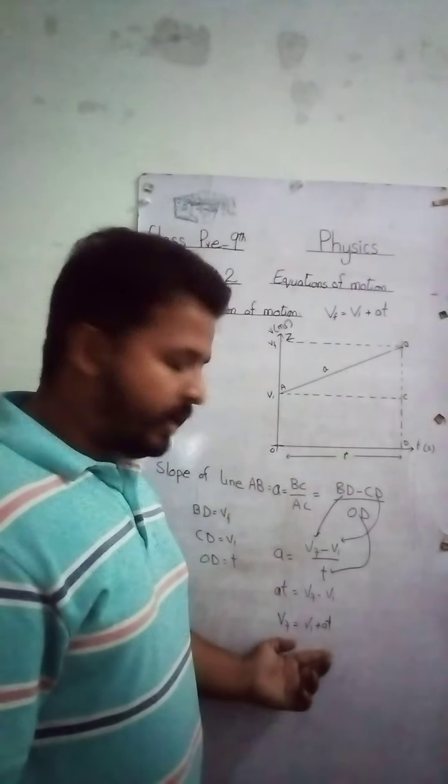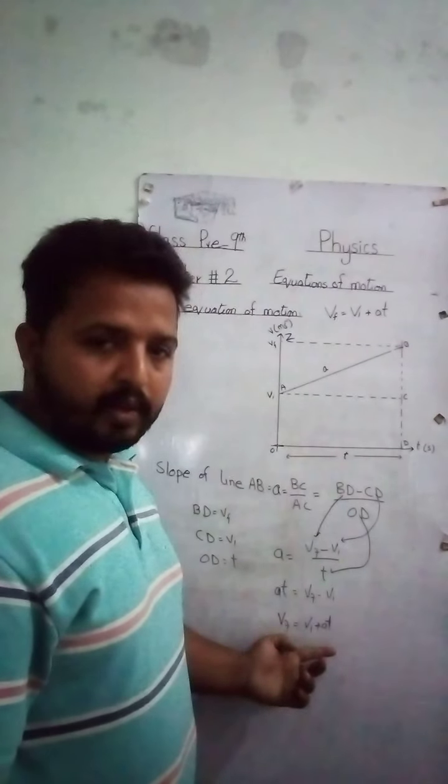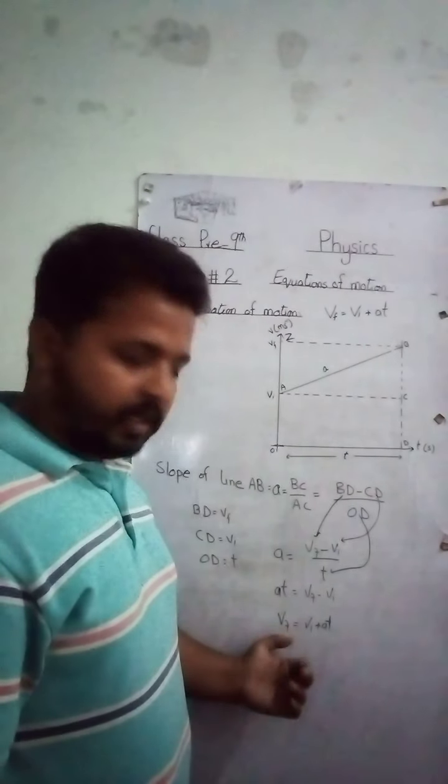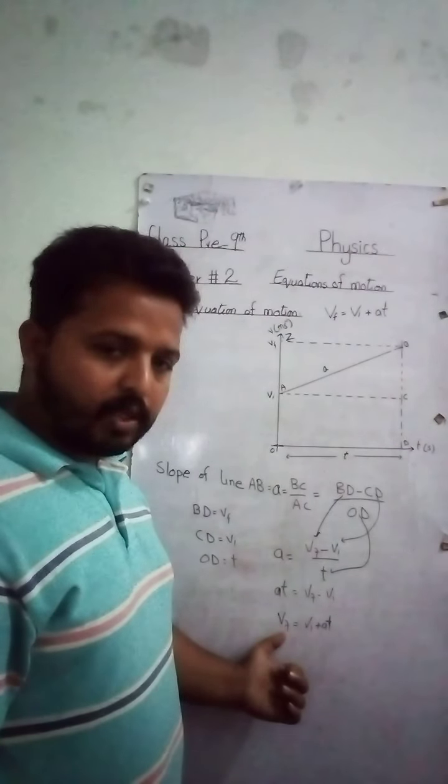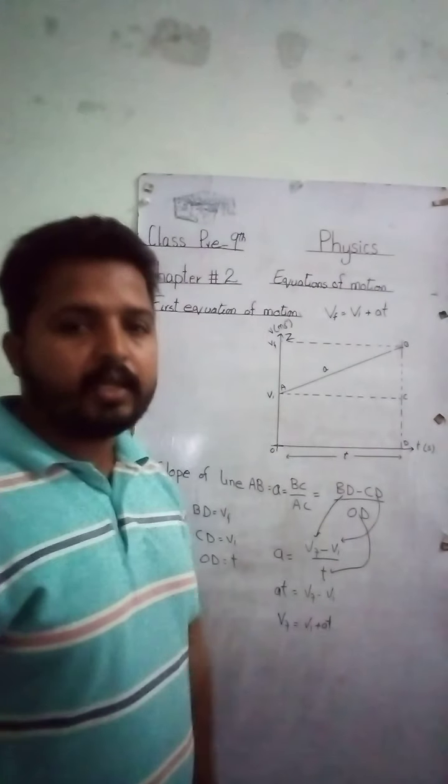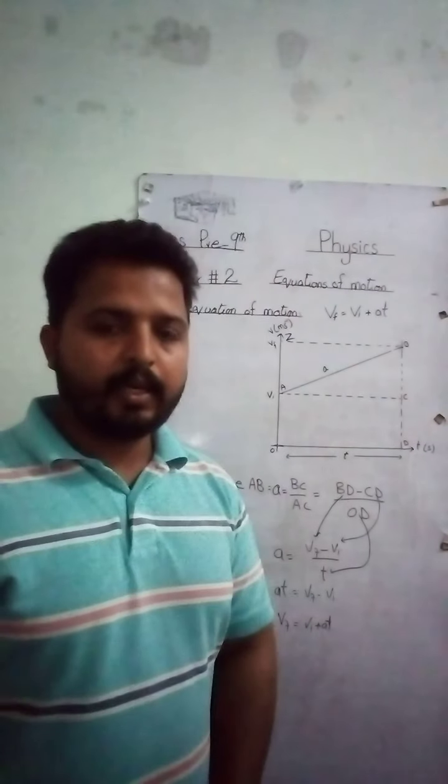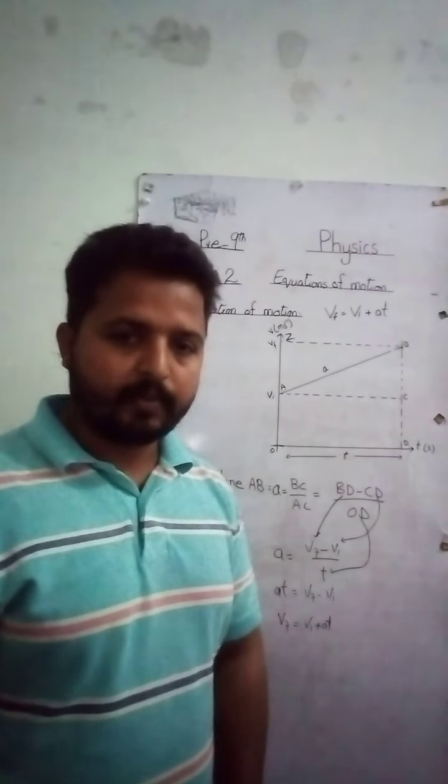So this is the derivation of the first equation of motion, which relates the final velocity of a body, initial velocity, uniform acceleration and time taken. Thank you.